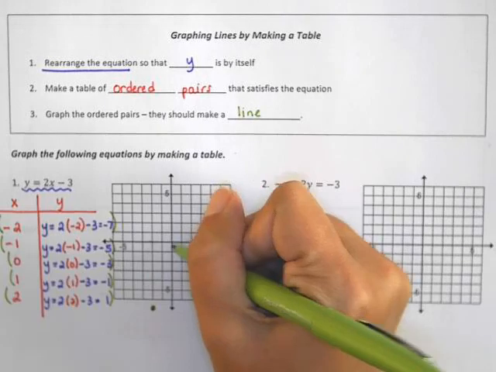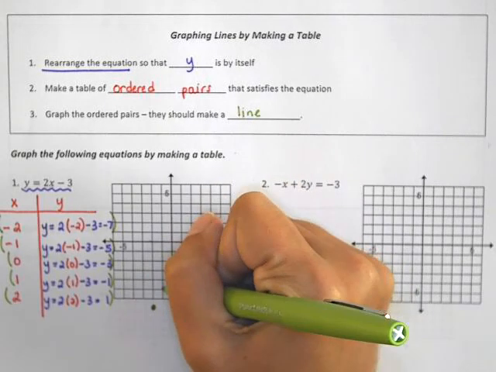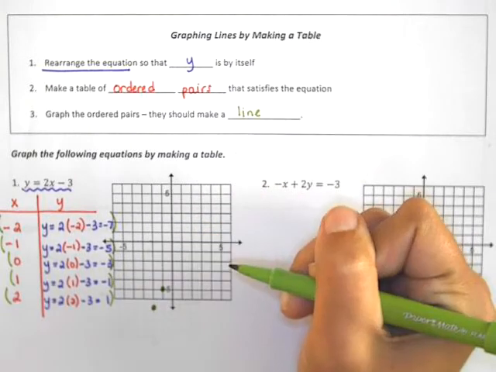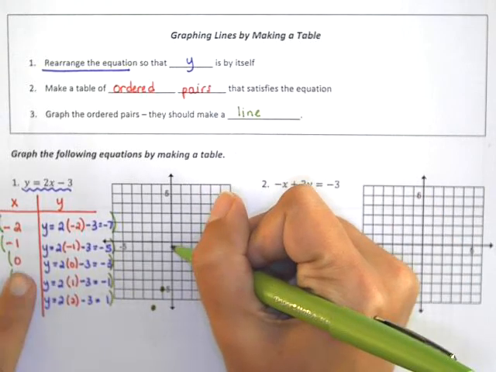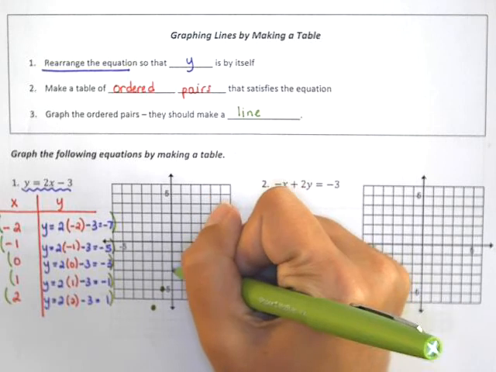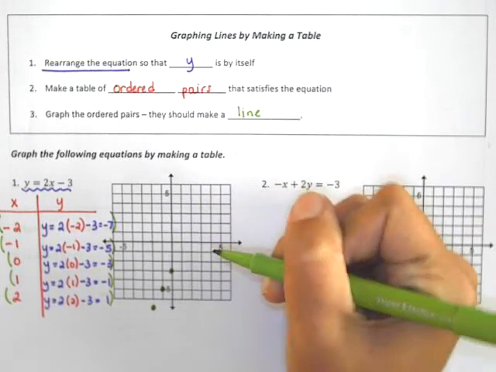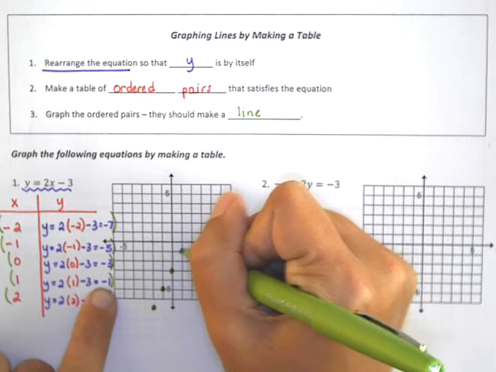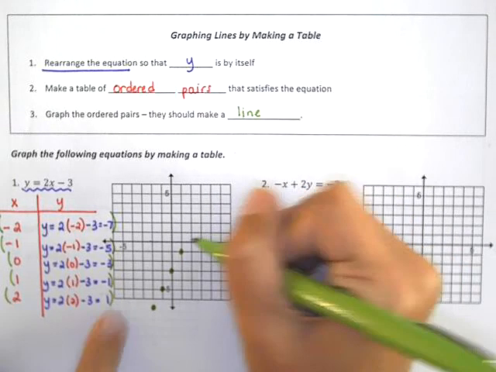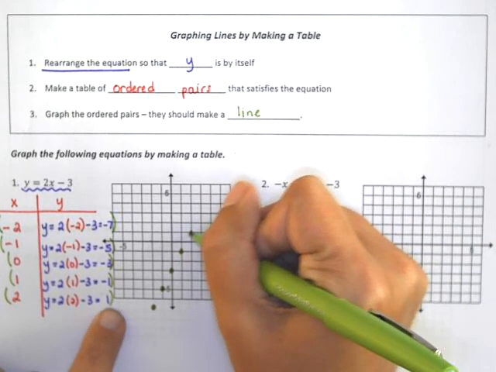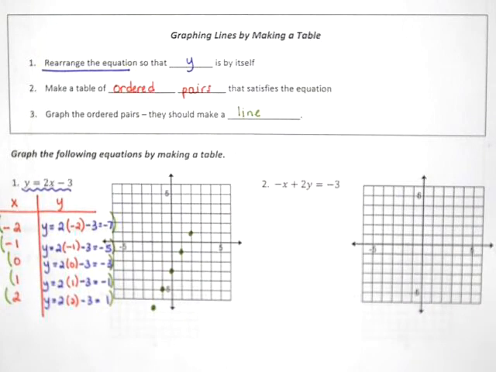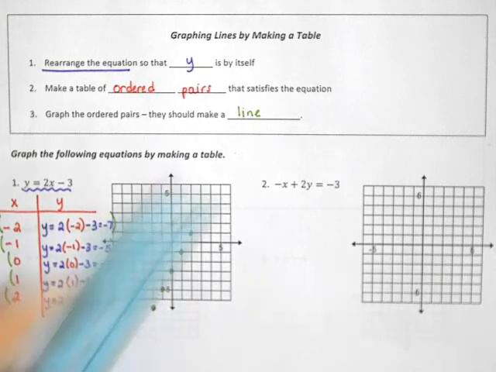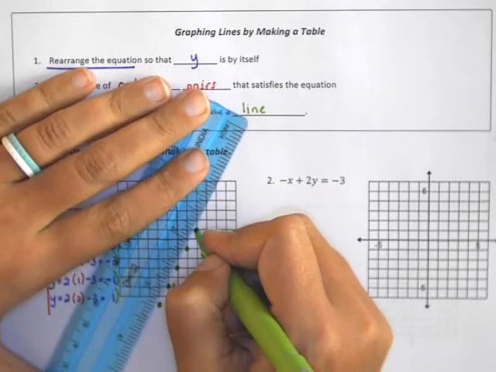So we would go left 1, down 5 for the next one. The next one would be (0, -3), so over 0, down 3. Then (1, -1), so over 1, down 1. Then (2, 1), so over 2, up 1. You'll notice that if you look at the graph, all of the points are lining up and making a nice straight line. So all we're going to do next is connect the dots.